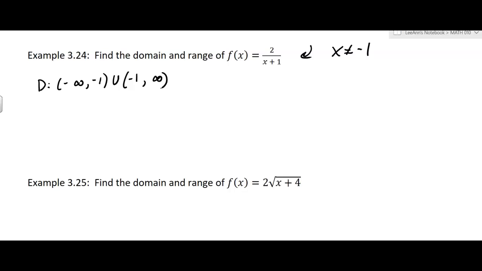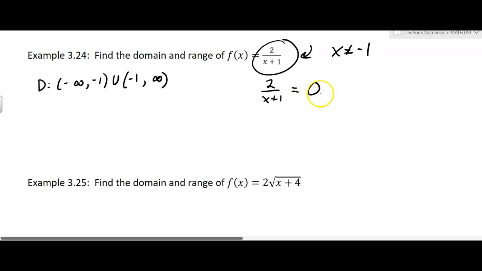Now, is there anything that you can't get out? Like 2 over x plus 1, is there anything it can't equal? It can't equal 0. That is never going to equal 0. The only way to get 0 is if the numerator were 0. So I'm actually not ever going to get 0 as an output. So that means my range is going to go from -infinity to 0, union 0 to infinity.